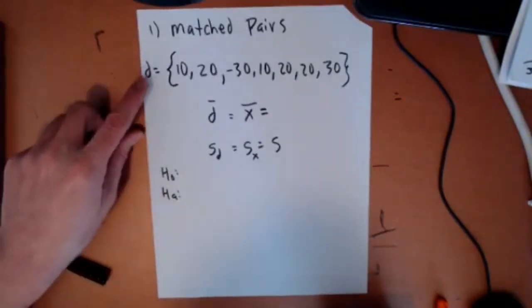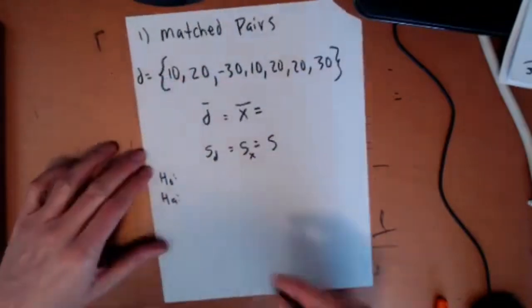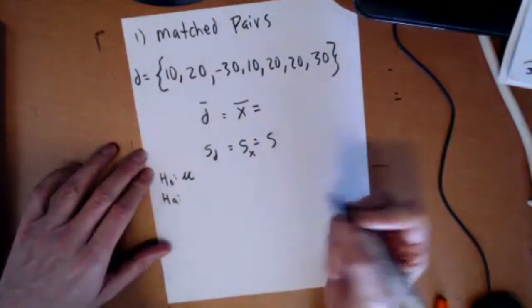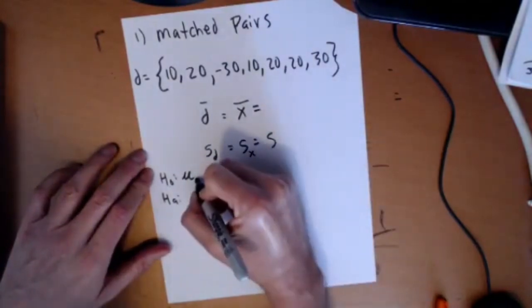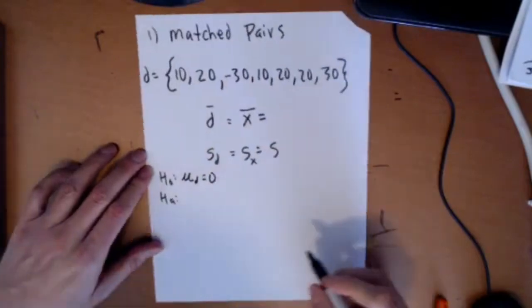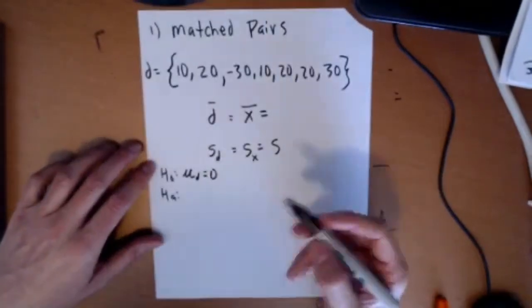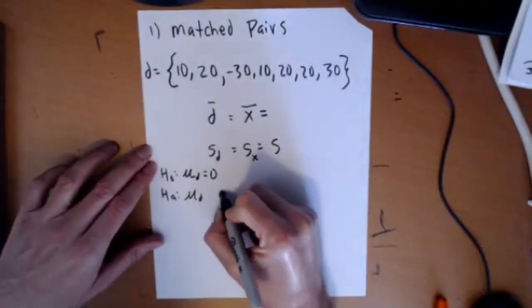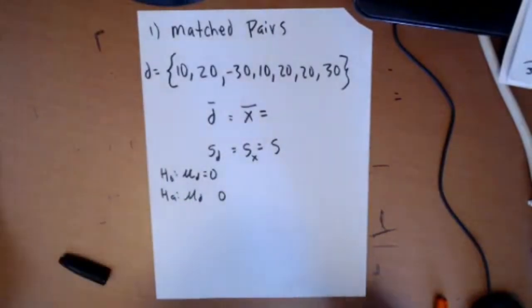We're talking about differences, and the null is just if there is no difference, if nothing's happening. So rather than just saying mu equals 0, they like adding a little d. Mu sub d equals 0. Is the mean of the differences equal to 0? And then for the alternative, greater than, less than, what do they want to know?